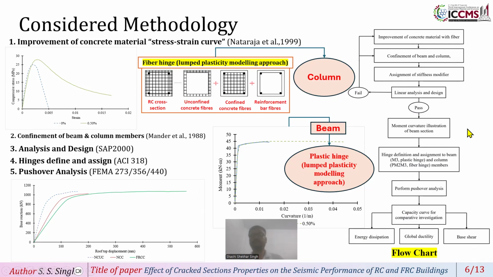And after that, hinge definition: assigned the M3 plastic hinge to the beam, and the PM2M3 fiber hinge to the column. The fiber hinge categorizes the cross section into the core and the cover, and the small elements and the reinforcement are also categorized as fibers and assigned to the column. In the case of the beam, moment curvature data has been assigned to the beam.